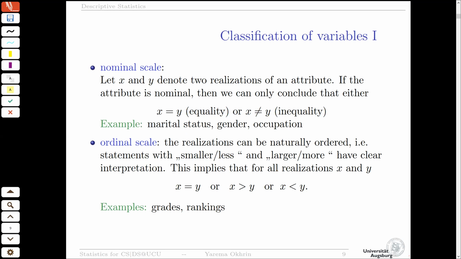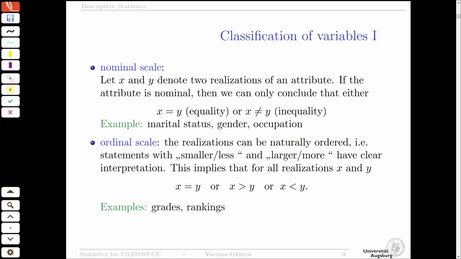So, for example, everything related to classification falls into the category of nominal scale for the output variable. You can classify into 2 classes, 5 classes, as many classes as you want, but your target variable has a nominal scale. Then you have the ordinal scale.